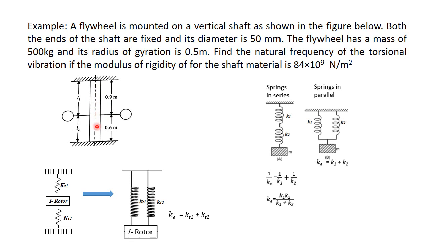So these two shafts of length 0.9 meter and 0.6 meter are represented by springs having stiffness Kt1 and Kt2, and in the middle there is a rotor. So the equivalent stiffness of this system is the same as that of a parallel system, that is, springs arranged in parallel condition. Then its value is Ke equal to Kt1 plus Kt2.